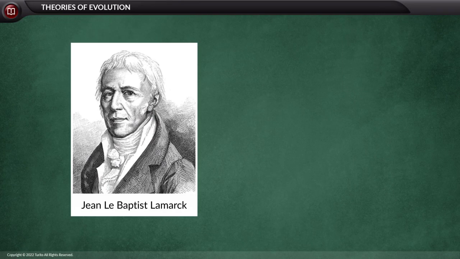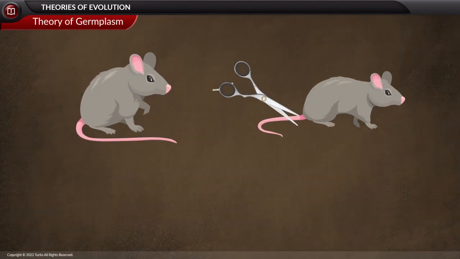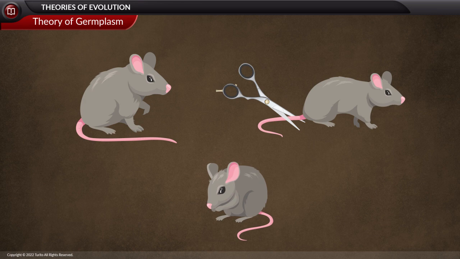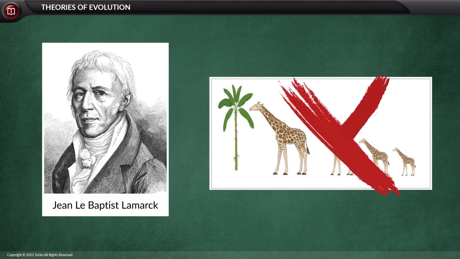Lamarckism was disproved by Weismann's theory of germplasm. Weismann experimented on mice by cutting their tails for several generations and allowing them to reproduce. Irrespective of cutting the tail for multiple generations, he did not get offspring without the tail. The theory given by Lamarck was not accepted by many scientists, as it failed to explain the inheritance of the acquired characters.